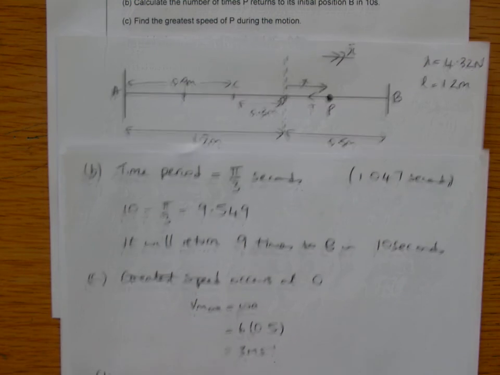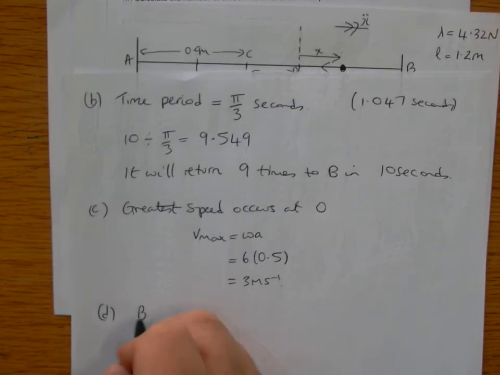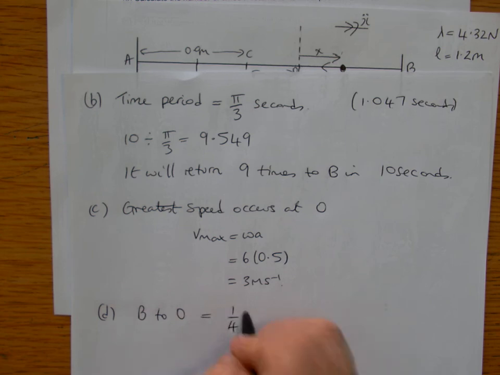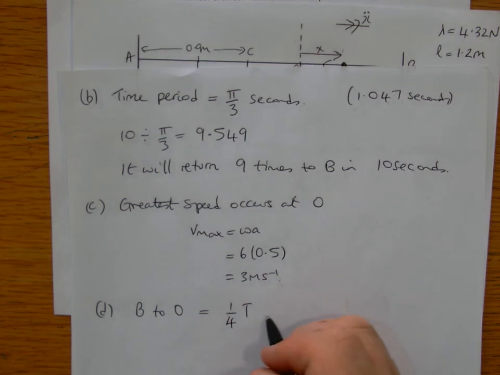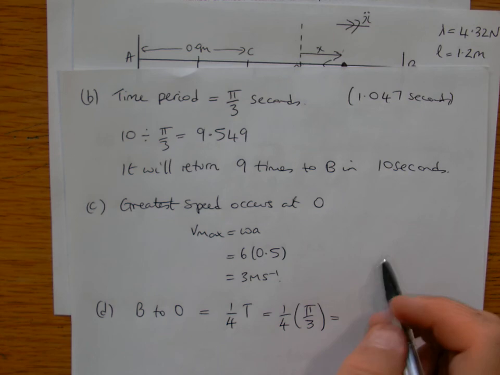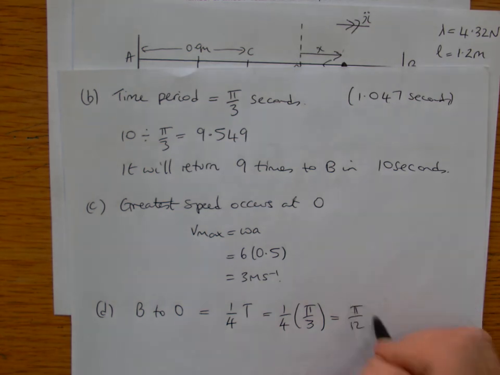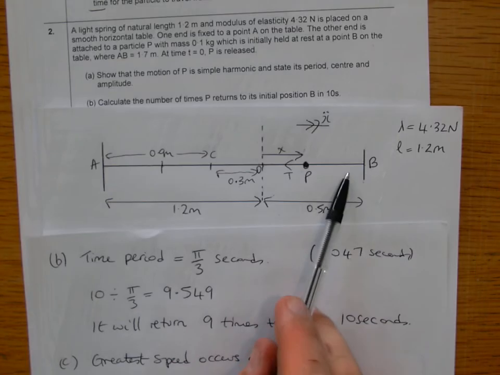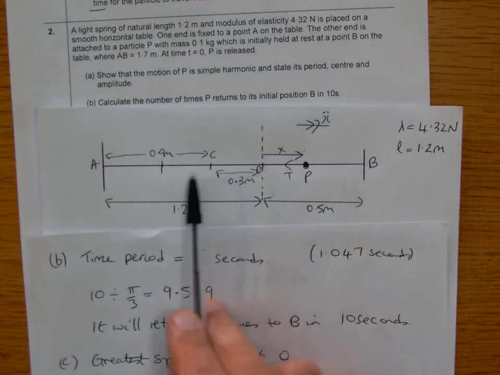So you could say, look, from B to O is quite simply 1/4 of the time period. All right, does that make sense there? Now we know the time period was pi over 3. We worked it out in part A. And that works out then to be pi over 12 seconds. So we've got B to O, now we just need to work out O to C.